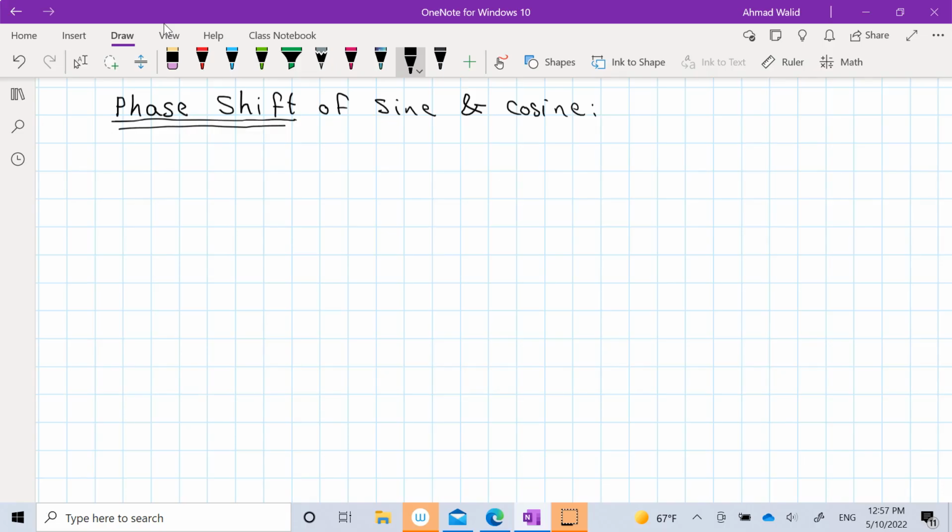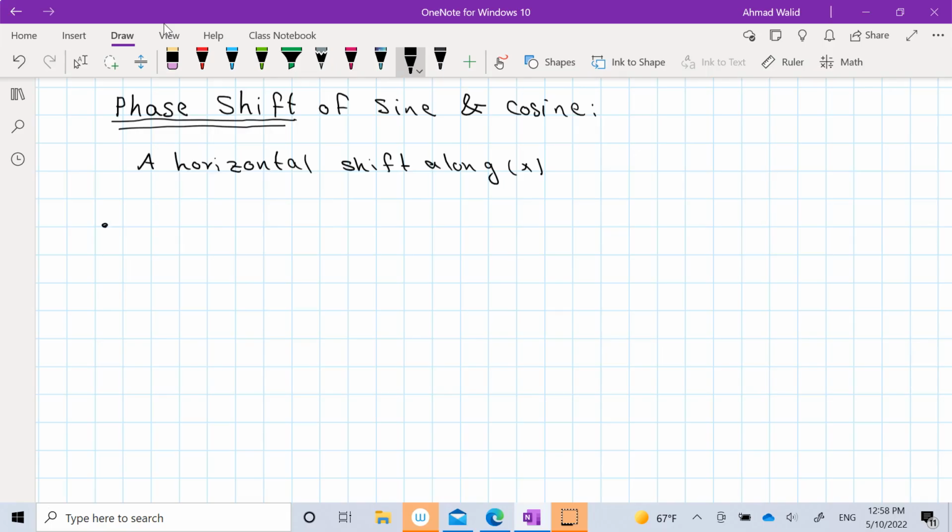Phase shift means a horizontal shift along x. It's a horizontal shift actually along x, correct?